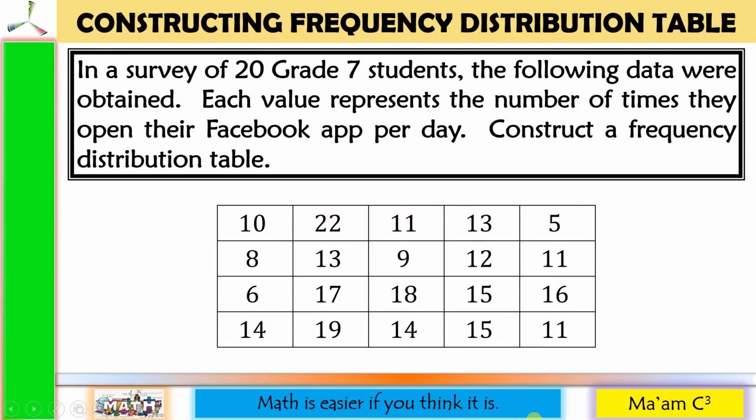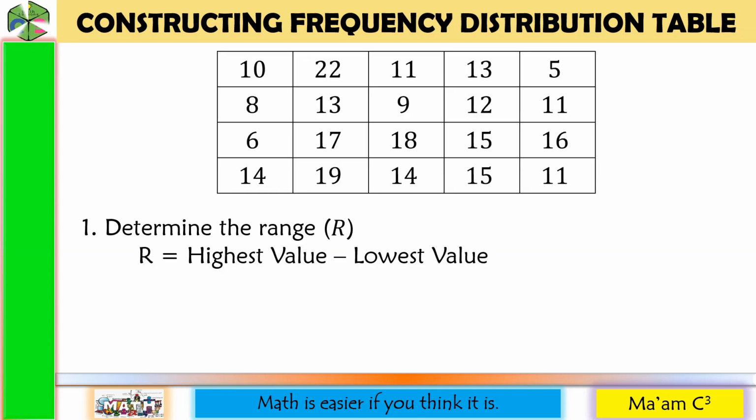Let's have an example. In a survey of 20 grade 7 students, the following data were obtained. Each value represents the number of times they opened their Facebook app per day. Construct a frequency distribution table. So let's start with step 1, and that is to determine the range. Again, the range is equal to the highest value minus the lowest value. Our highest value is 22 and our lowest value is 5. 22 minus 5 is equal to 17. So 17 is our range.